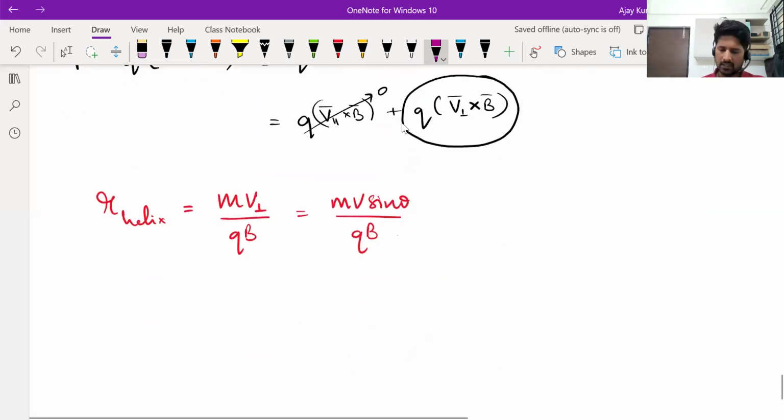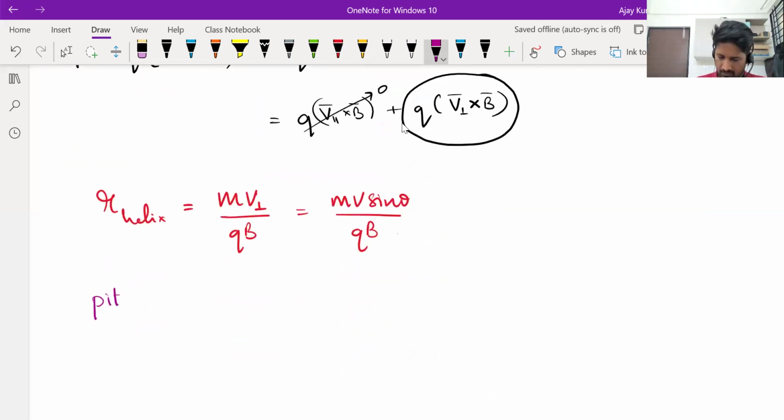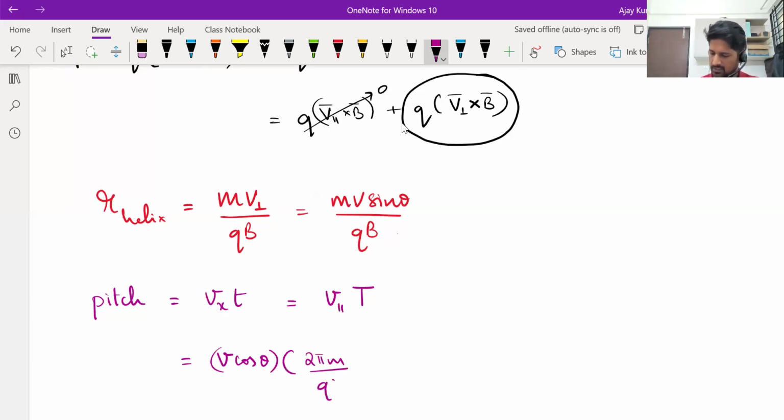Okay. And you can calculate pitch this way. Pitch is basically distance moved in the x direction. So that is velocity in the x direction multiplied with time. Velocity in x direction is v parallel. Time is the time taken to complete one circle. That's the time period of revolution. Oh, no, v parallel is v cos theta. Sorry. So v cos theta multiplied with time period, which we know is 2 pi m by qB. So that gives the pitch of the helix.